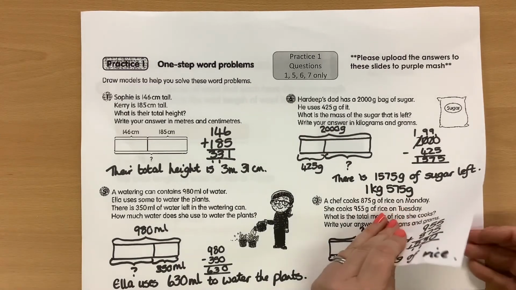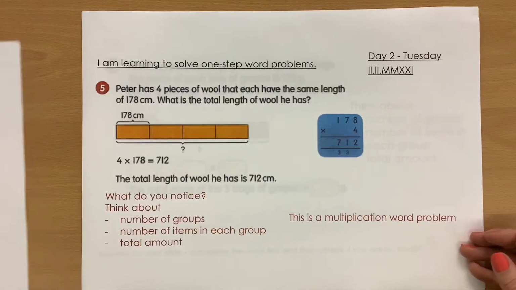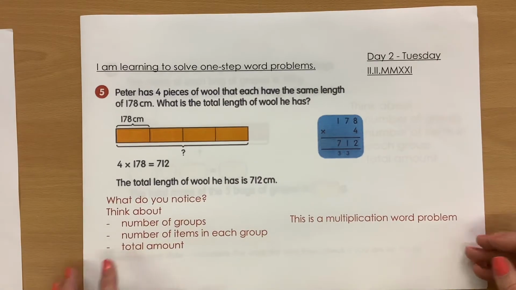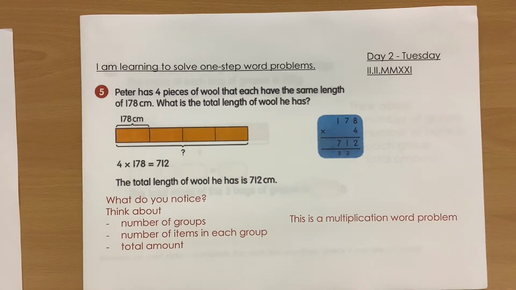And now on to today's lesson. So we continue working with one-step word problems. I'm learning to solve one-step word problems, but let's have a look at the first question. Peter has 4 pieces of wool that each have the same length of 178 centimetres. What is the total length of wool he has?